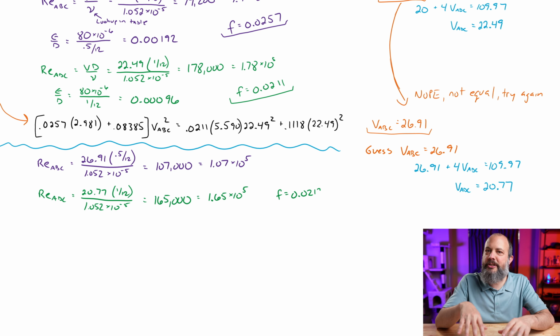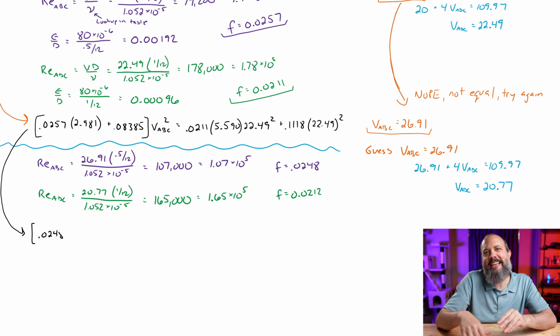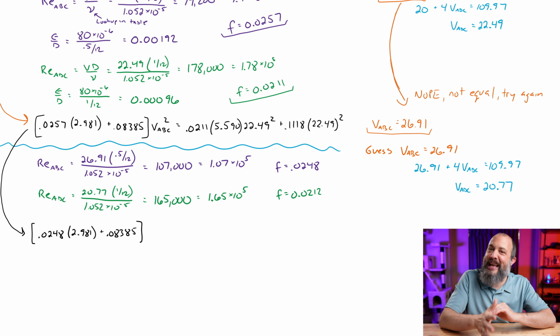Back to the equations, plug in the new friction coefficient, plug in the new VADC, and solve for VABC. Fingers crossed, 26.91, big money, no whammies.